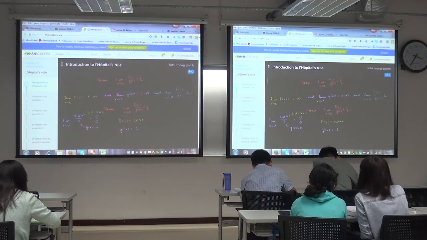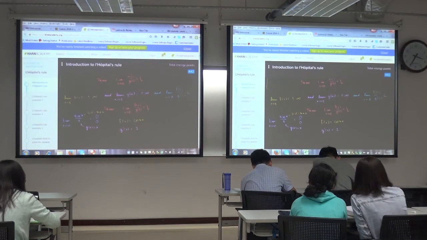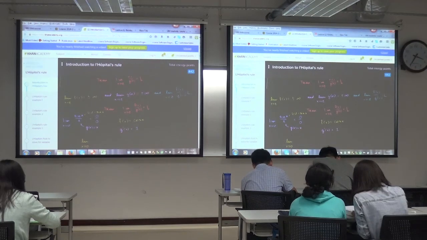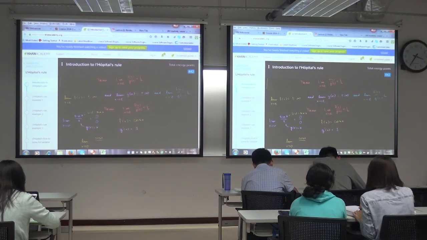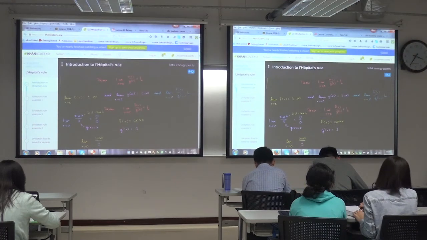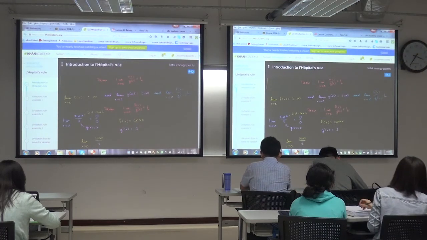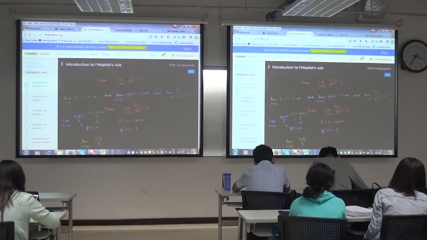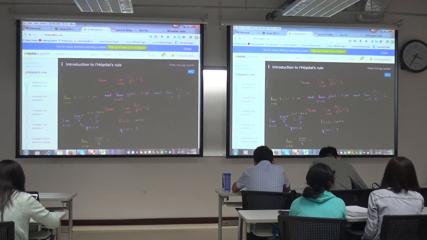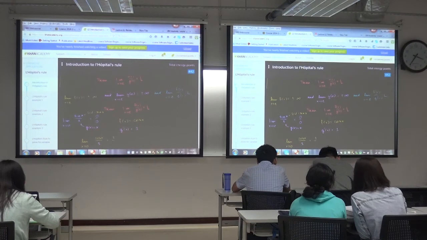So let's try to take the limit as x approaches 0 of f prime of x over g prime of x, over their derivatives. That's going to be the limit as x approaches 0 of cosine of x over 1. And this is pretty straightforward. What is this going to be? Well, as x approaches 0, cosine of x is going to be equal to 1. And obviously the limit as x approaches 0 of 1 is also going to be equal to 1.